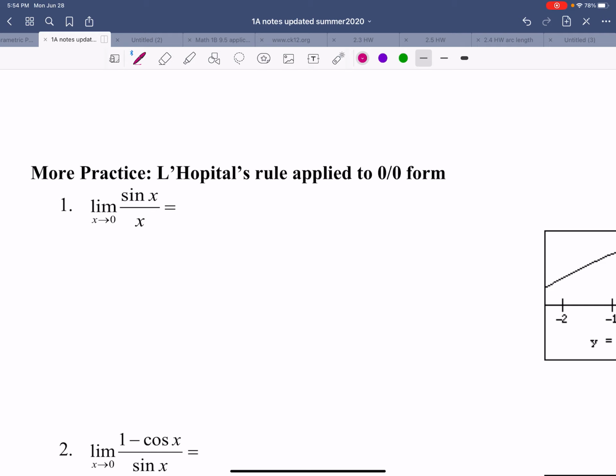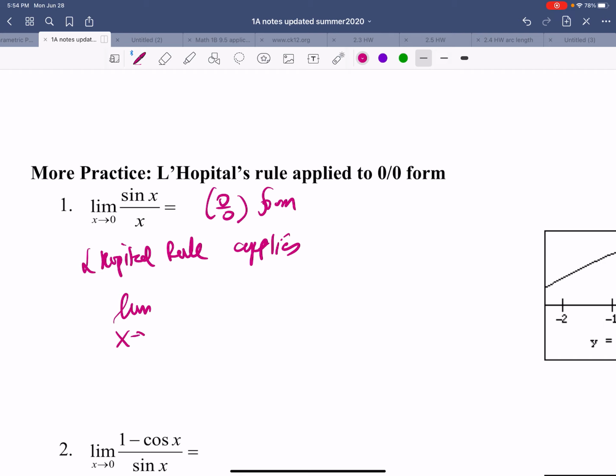Now if I plug a 0 in here, this is a 0 over 0 form. If it's a 0 over 0 form, that means L'Hopital's rule applies. Limit as x goes to 0: derivative of sin x is cos x, derivative of x is 1. When x goes to 0, cosine of 0 is 1. So this limit goes to 1.